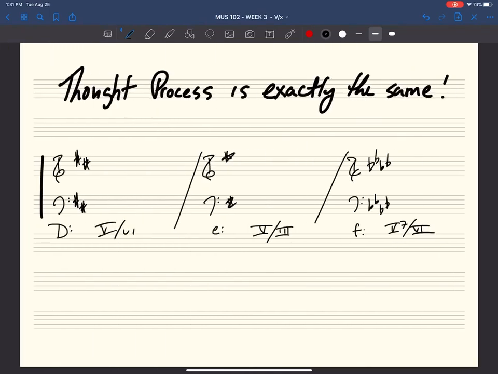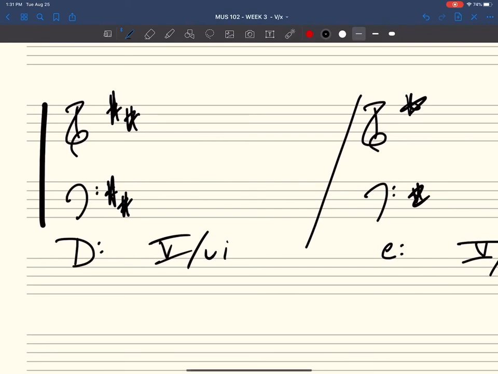Okay, so let's think through the thought process, which mercifully is exactly the same. It's just now you're going to have more options of things to write. So let's zoom in. We got a 5 of 6 here in the key of D. Okay, so these are out of context, right? This is an abstraction. This is just a moment in time we're trying to create. A 5 of 6 in D.